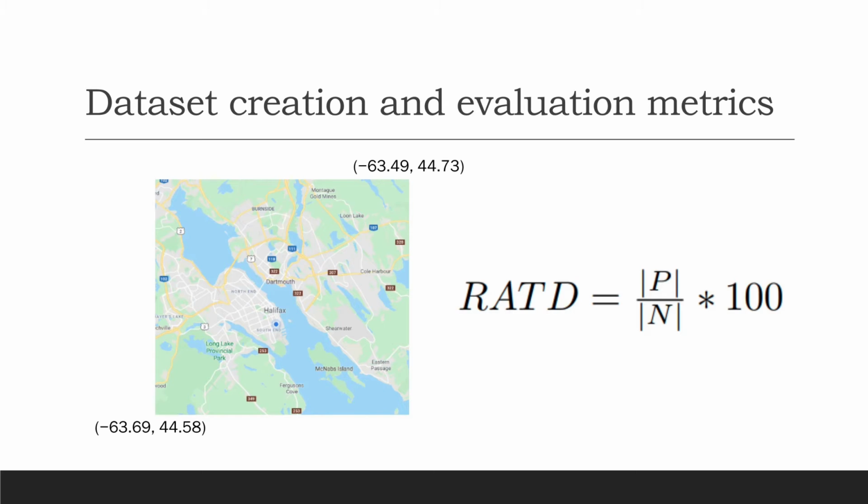We also defined a novel evaluation metric called RATD, which is the rate of arrival to the target. When we test our model, we randomly generate n sources and destination points. After that, we run the model and we measure the number of arrivals to the destination, which means the number of successful trips, and we consider it as the P. So using this formula, we calculate the RATD for each model.